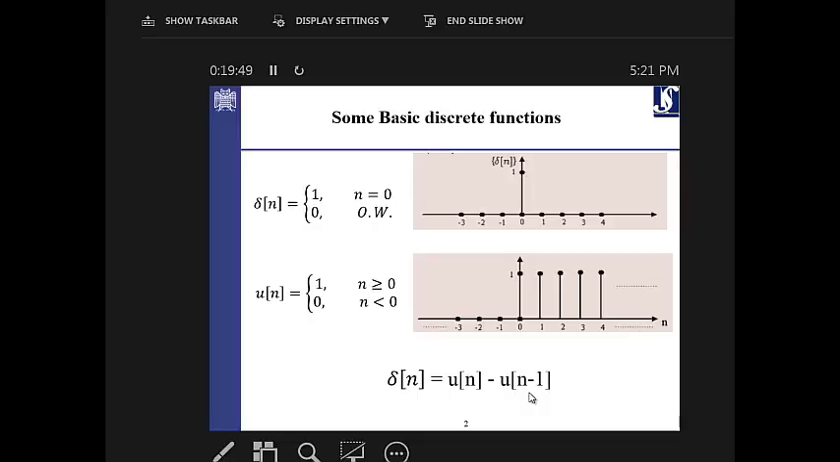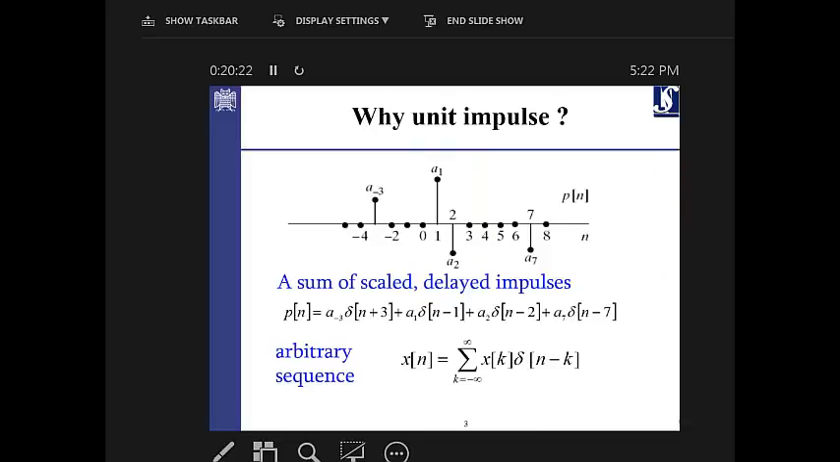So if I want to write it down in the continuous time domain, I can write the first derivative, d of u of t over d of t. But in the discrete domain, the equivalence is u of n minus u of n minus 1. Okay. I actually explained this slide by the example on the blackboard.